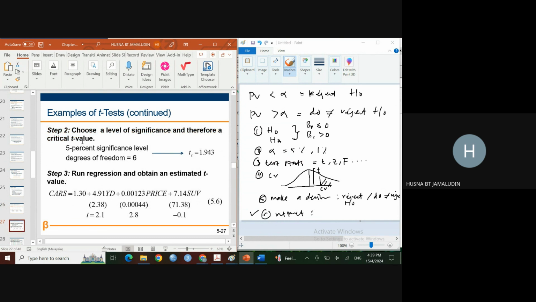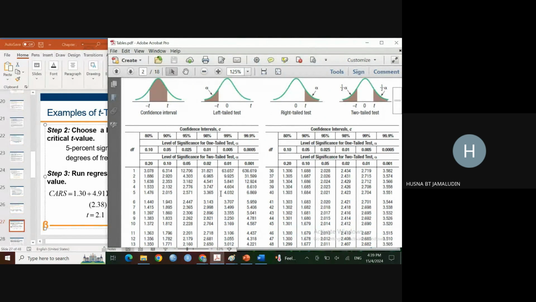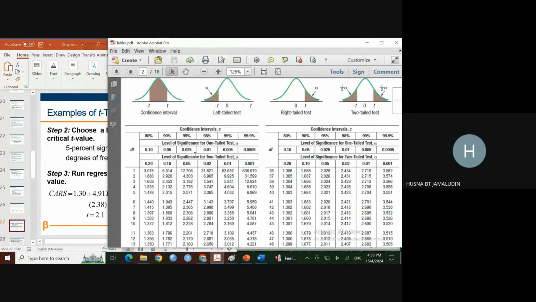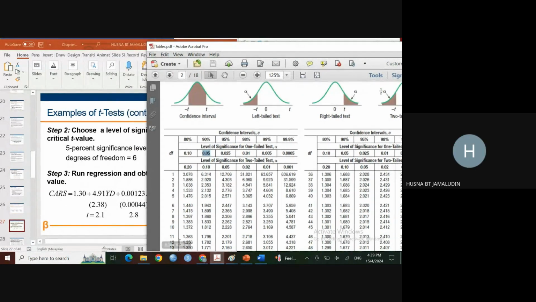Step 2, choose your alpha and your CV. In this case, you choose 5%. How do you want to find the CV? Your degree of freedom is 6. So let's look at the T table. So 5%, is this one side? Oh, one side. So this is a one tail test. Your alpha is 5% and your degree of freedom is 6. So 6 is here.